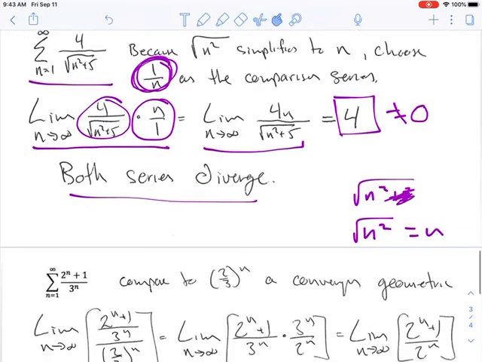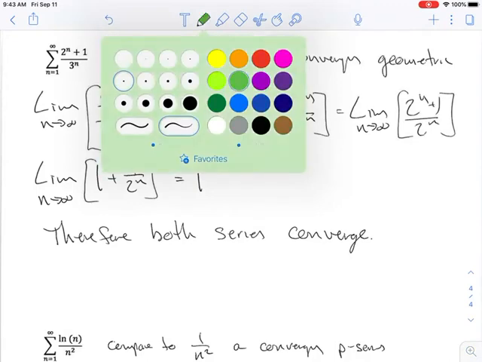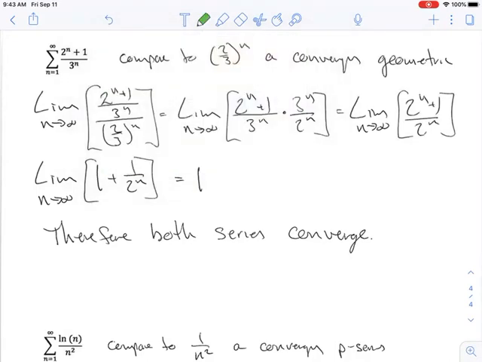That's your bonus question in there. All right, the next one. Some of these get a little trickier. What should we compare this to?